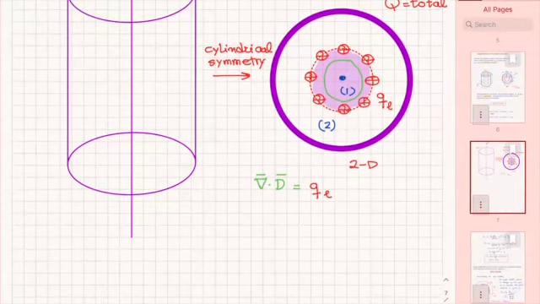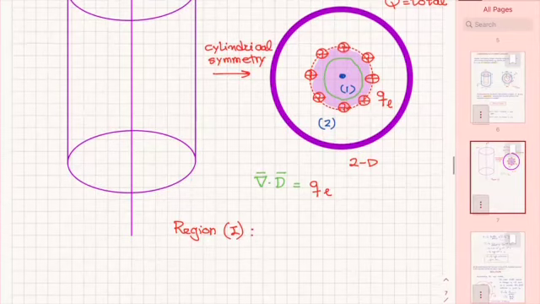So we go to region 1. In region 1, we are applying Gauss's law on this green line surface that I have showed you. All right, or line. I mean, I meant to say cylindrical, but eventually it's a line for us.